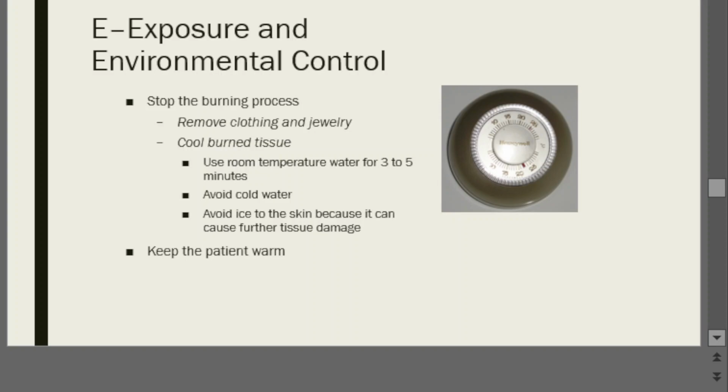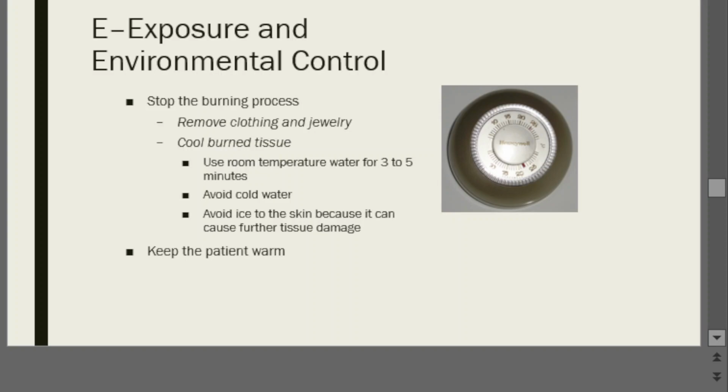In exposure and environmental control, what we're going to want to do for these burns is stop the burning process. This usually involves removing clothing and jewelry. Metal jewelry can get hot and continue the burning process, so we need to get rid of that jewelry. Then we're going to cool the burn tissue. For thermal burns, we're going to use room temperature, preferably sterile water, for about 3 to 5 minutes. We're not going to use cold water on these patients. Room temperature water will be just fine.